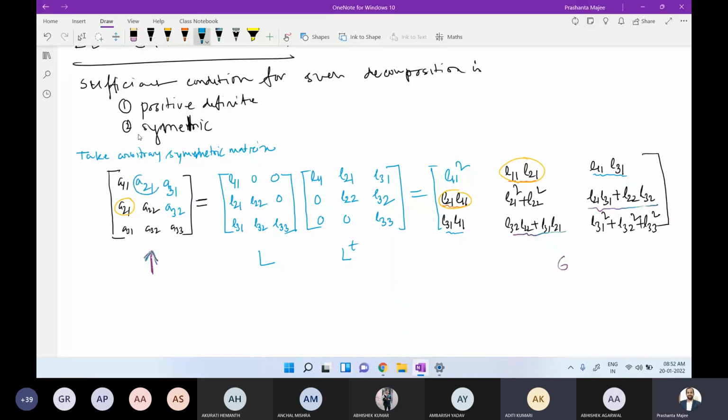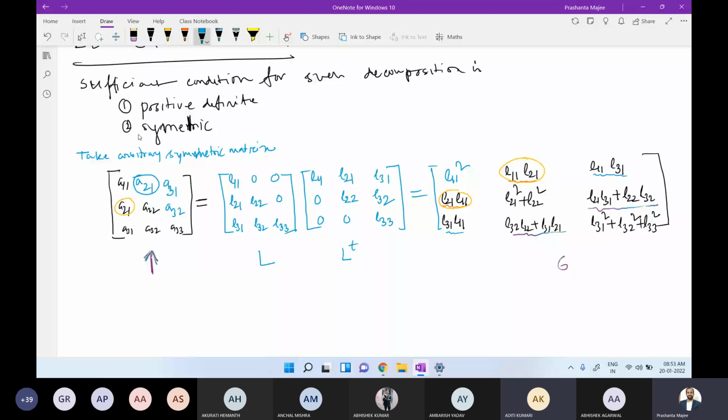What will be happening? You will be getting two same equations on the left hand side, but their right hand side values will be different if the matrix is not symmetric. So it is not possible for a consistent system. That is why, for having LL transpose decomposition, the coefficient matrix has to be symmetric.